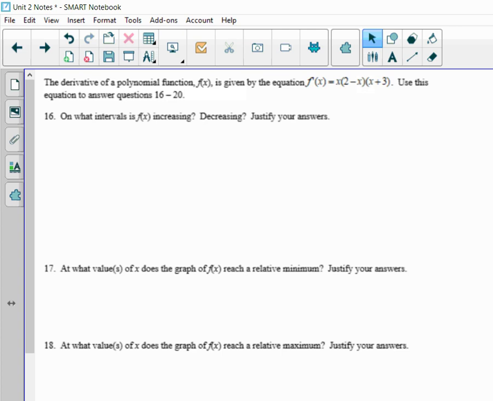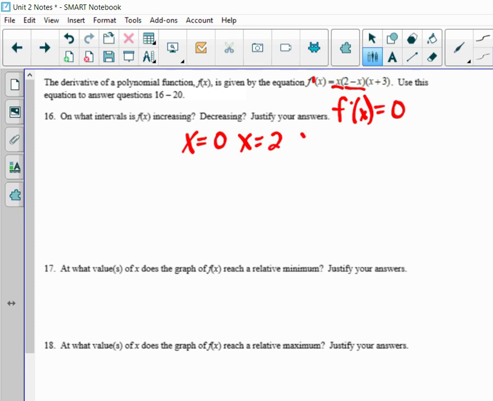On what intervals is it increasing, decreasing? Justify your answer. So again, notice that they give us the derivative here. I know that's kind of blurry. If they give us the derivative, what do we want to do? We want to think about where the derivative equals 0. Very nicely, it's already factored for us, right? So the derivative is going to equal 0 at 2, and at -3. They did the hard work for me, right?